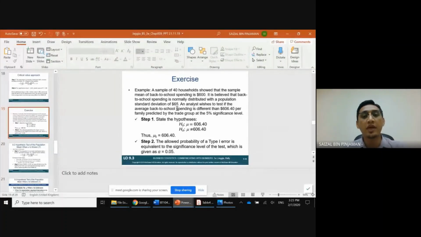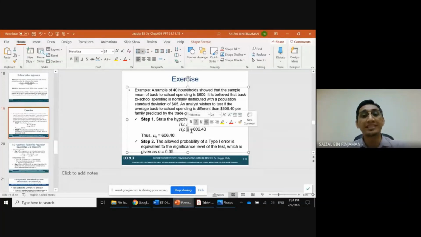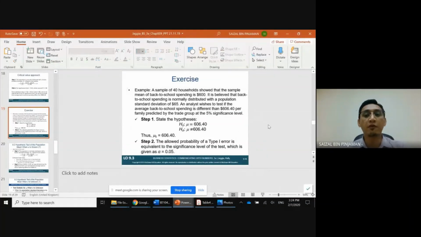Hypothesis alternative, on the other hand, goes against the hypothesis null. So if the hypothesis null states that the population average value is equal to 606.40, your hypothesis alternative will go against that, where the alternative states that the population mean is not equal to 606.40.